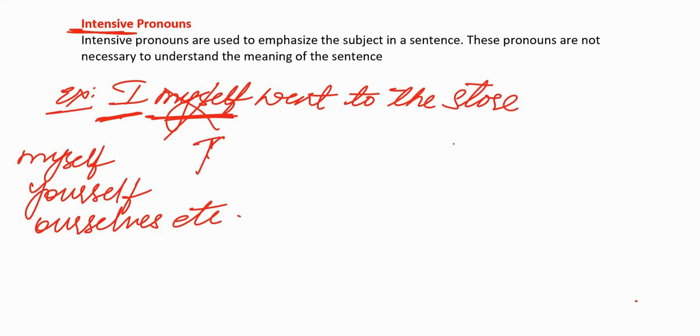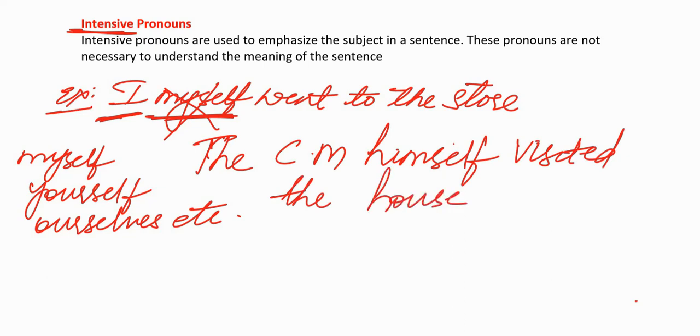Let us take another example. The CM or the Chief Minister himself visited the house. If we say the Chief Minister, the CM visited the house, it gives a complete sense. You don't have to use the intensive pronoun. These are just used to intensify or emphasize the subject. Even if you don't use this, the meaning of the sentence remains the same. I hope you have understood what intensive pronouns are.